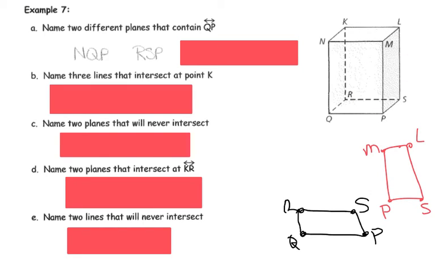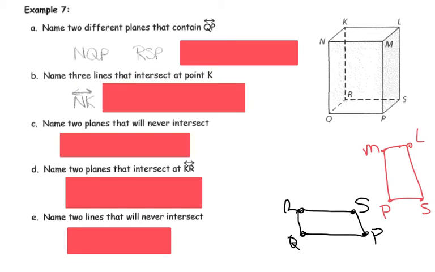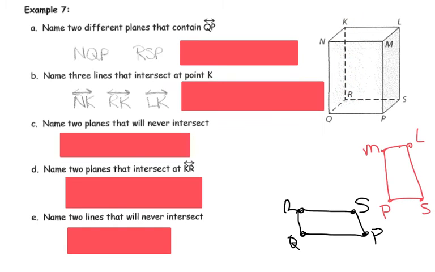B. Name 3 lines that intersect at point K. So first thing you need to figure out is where point K is. So name 3 lines that intersect at this very point. We get line NK, good one. All right, we also have RK, another good one. And we also have LK.